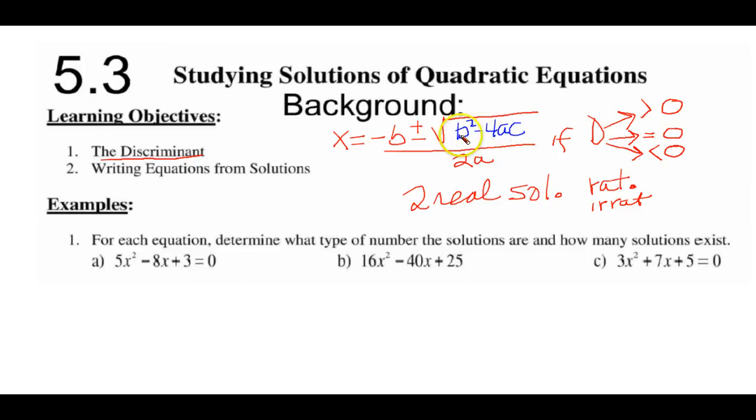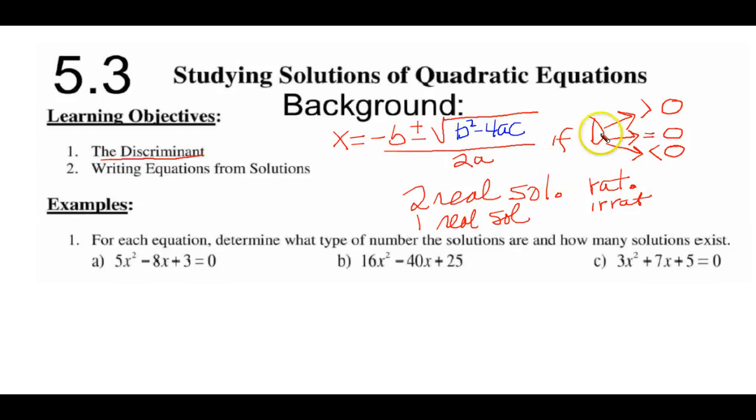Now, another scenario is, suppose that when we do what we do here, we end up with a 0, that our discriminant is equal to 0. Then you're only going to get plus or minus 0, so it doesn't change the solution. You only get one real solution.